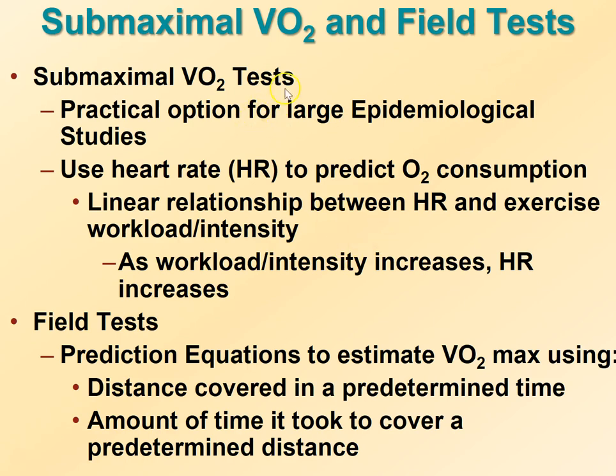In instances where VO2 max testing is not practical, such as with large epidemiological studies, submax VO2 and field tests have been used to estimate VO2 max. Submax VO2 tests use heart rate to predict the oxygen consumption that would have occurred during maximal workloads, VO2 max. Submax VO2 tests are able to predict VO2 max because of the linear relationship that exists between heart rate and exercise workload/intensity. As workload/intensity increases, HR increases (ACSM, 2000).